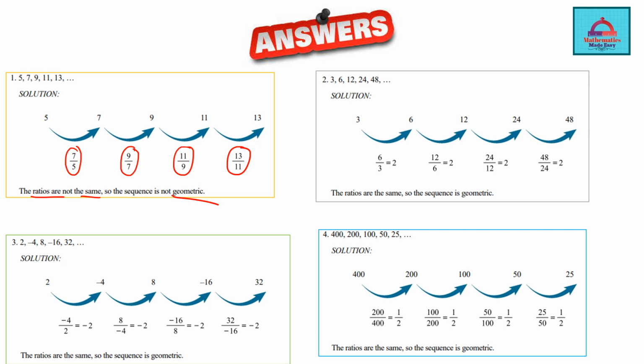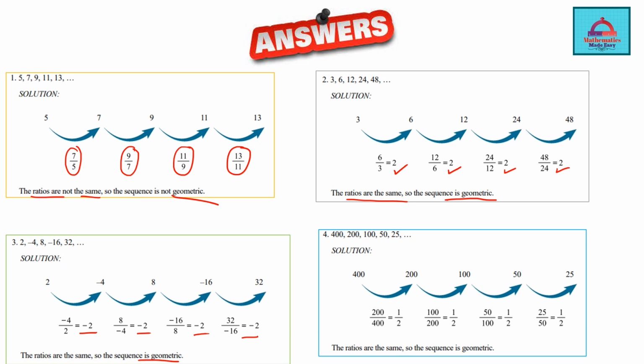Next we have 3, 6, 12, 24, 48. If you start dividing each term with the previous term, like 6 divided by 3 it is 2, 12 divided by 6 it is 2, 24 divided by 12 it is 2, 48 divided by 24 it is 2. So all are the same. So the common ratio is there, therefore the sequence is geometric. Again, here in this sequence, 2, minus 4, 8, minus 16, 32, it is the same common ratio, which is minus 2. So it is also a geometric sequence.